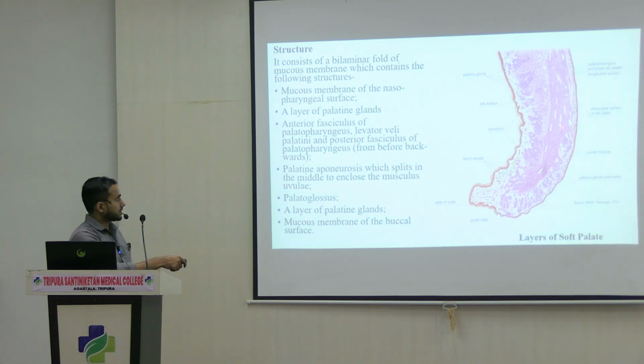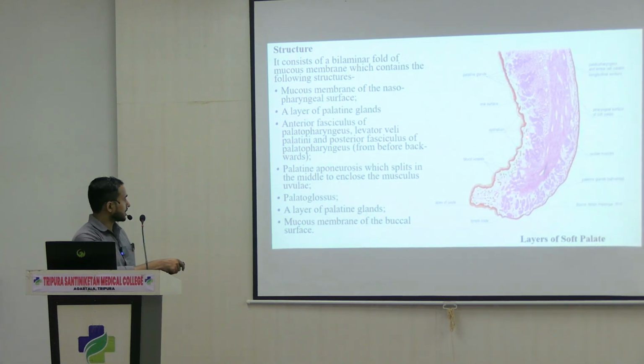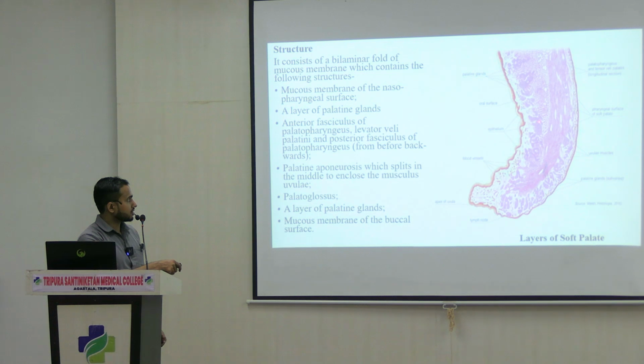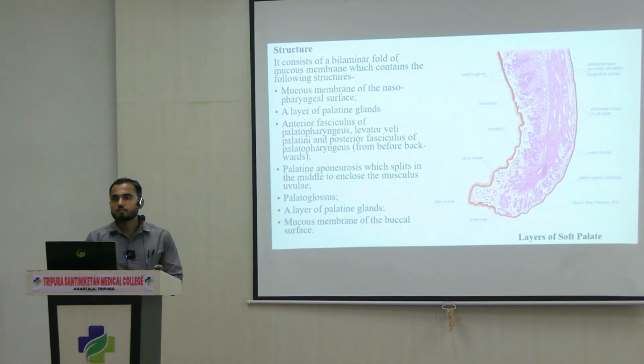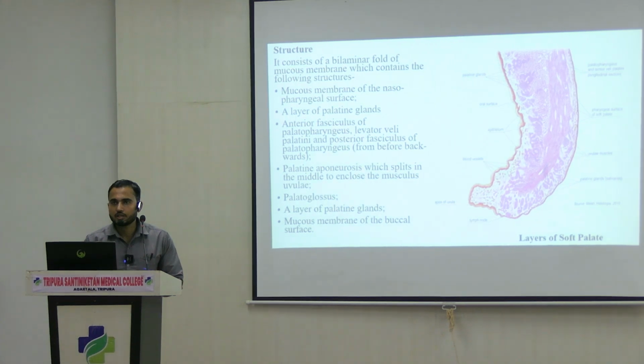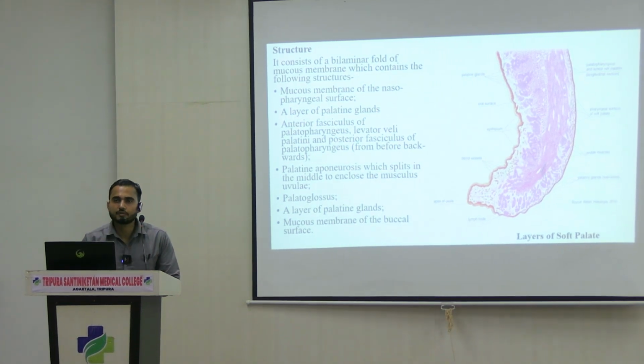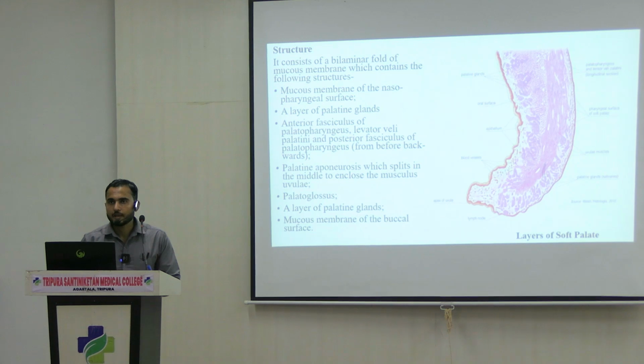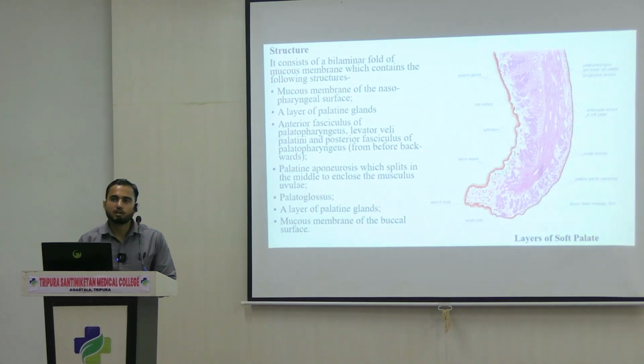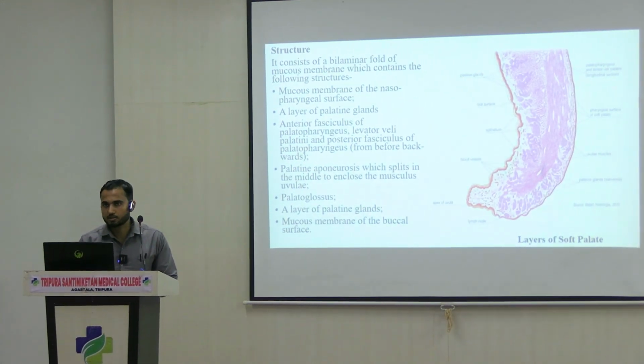Next, deep to that, what are we getting here? Here we are getting the musculus uvulae and palatoglossus. After that, again a layer of palatine glands, and then we are getting the mucous membrane of the oral epithelium, that is stratified squamous non-keratinized epithelium. These are the different layers of the soft palate.